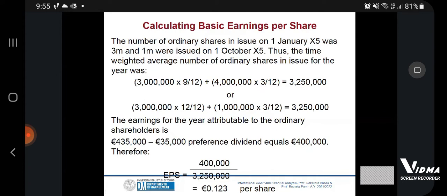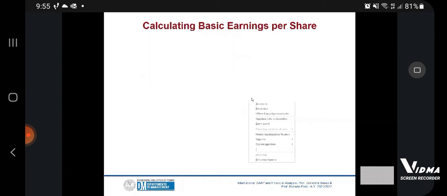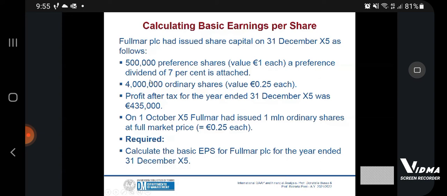Now, let me explain what each of them means. Again, we have to take into account the new issues of shares, but also considering the period of time they have been in issue, okay? Have a look again at the data because it's important. We start the year with 4 million ordinary shares, right? 4 million are at the beginning of the period. Then we issue 1 million ordinary shares by the end of the year, 3 months before the year ends.